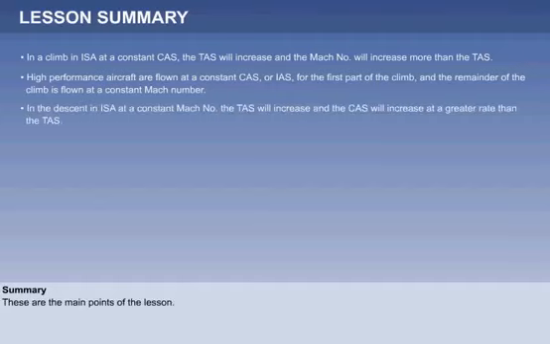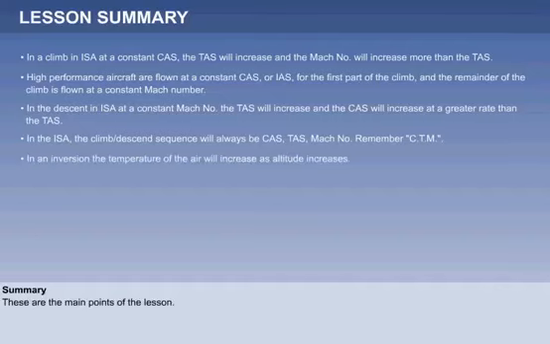In the descent in ISA at a constant Mach number, the TAS will increase and the CAS will increase at a greater rate than the TAS. In the ISA, the climb-descend sequence will always be CAS, TAS, Mach number. Remember CTM.